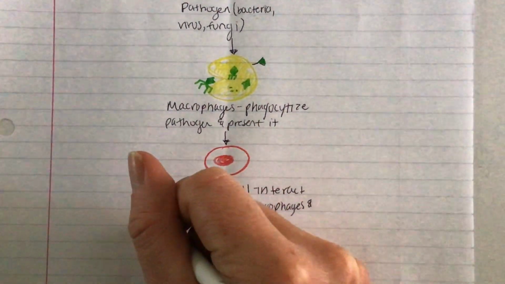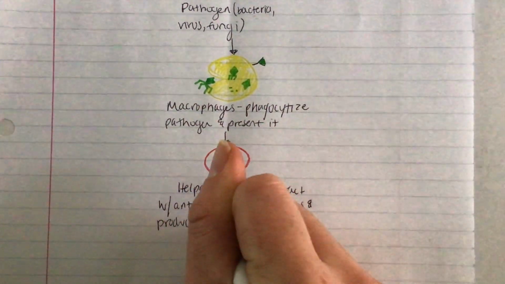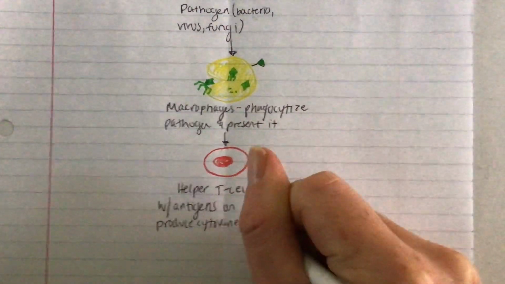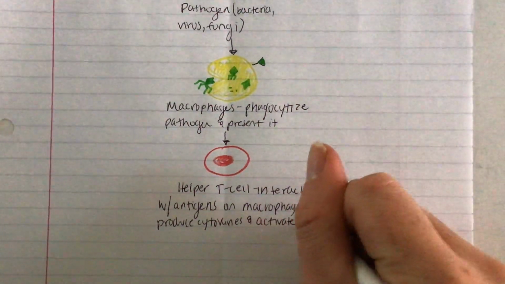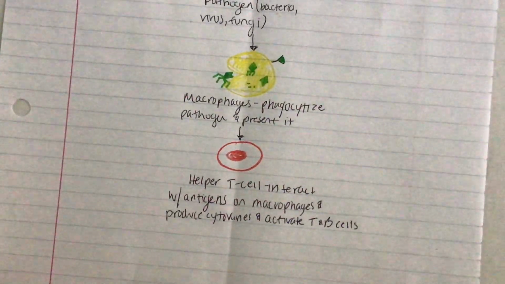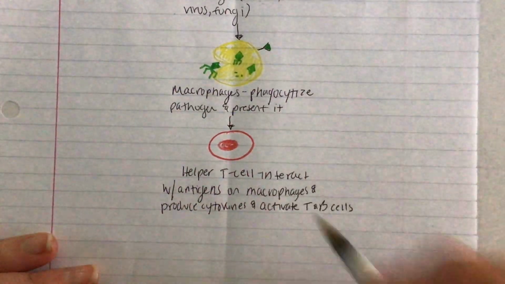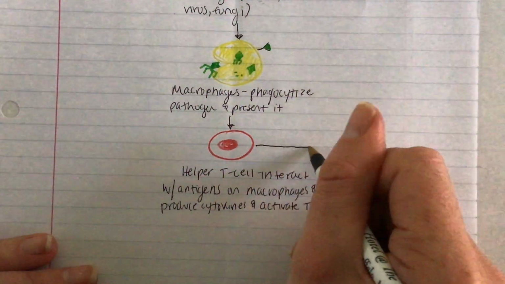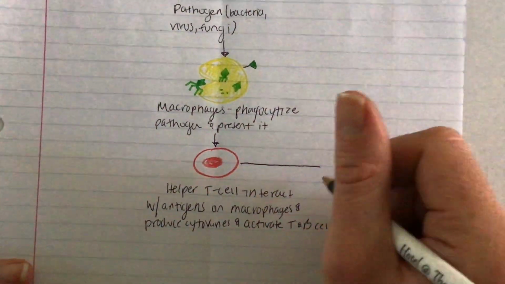They're going to produce cytokines and activate T and B cells. Okay. So from here is where we're going to branch off. If we are dealing with a pathogen that has infected our cells, we're going to go towards the cell-mediated side.